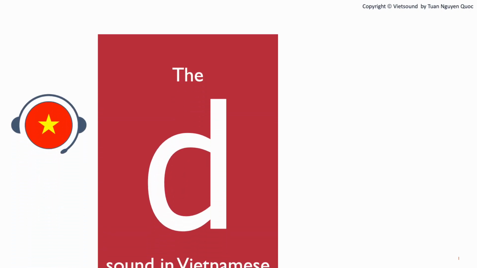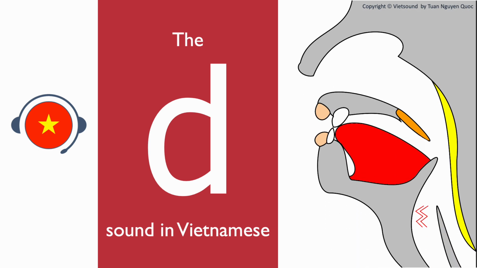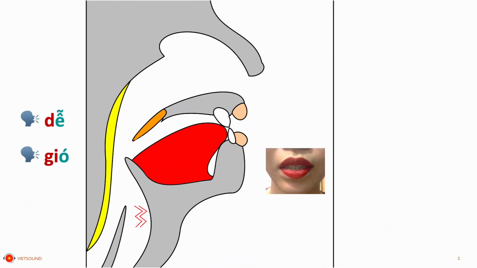Today we're going to talk about the Z sound. So are you ready? Let's get started. The Z sound always occurs at the beginning of the word.